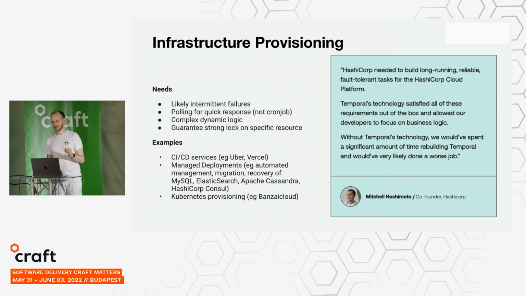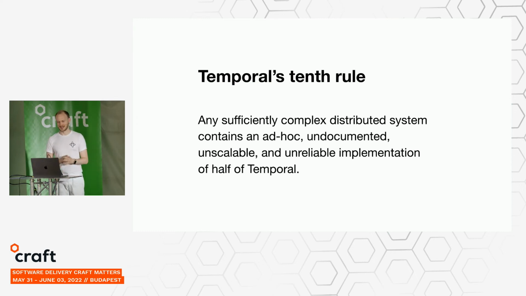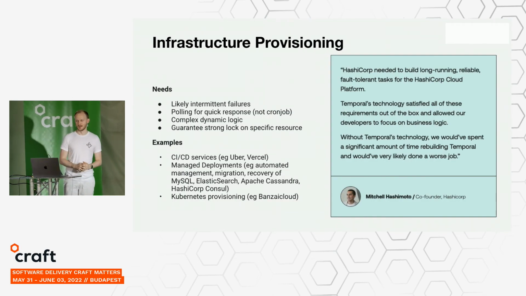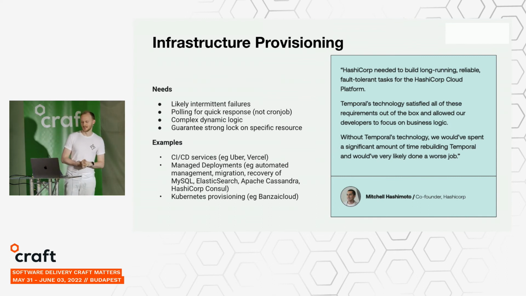So what this reminds me of is Greenspun's 10th rule. If you're unfamiliar, it says that any sufficiently complicated C or Fortran program contains an ad hoc, informally specified, bug-ridden, slow implementation of half of Common Lisp. And Temporal's 10th rule is: any sufficiently complex distributed system contains an ad hoc, undocumented, unscalable, and unreliable implementation of half of Temporal. So the thing that Hashimoto would have created at HashiCorp to do their thing would have been like half of Temporal, and it wouldn't have, as he said, done as good a job.